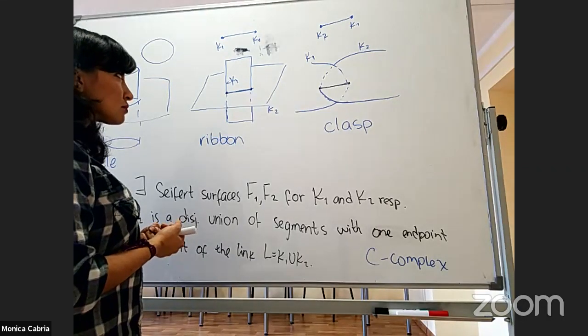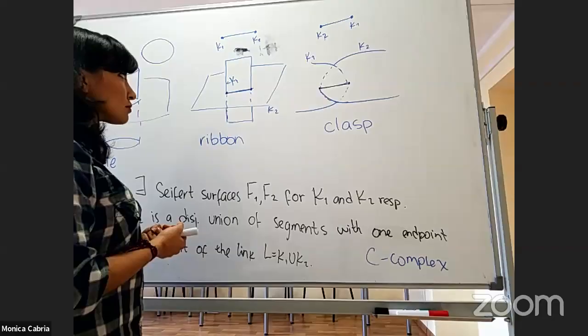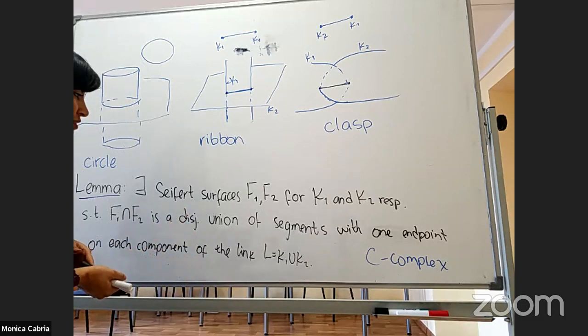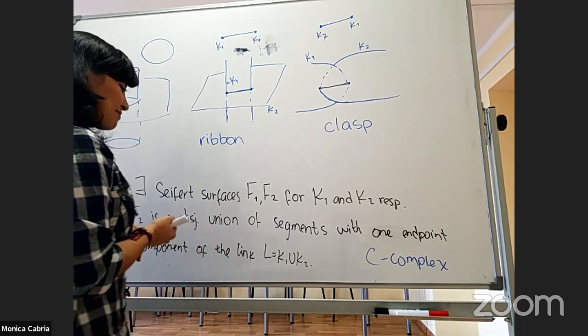Wait a moment. To make sure that everybody is following this, let me just try to repeat what is being said here. We have an arbitrary link in S3, a tame link or smooth or PL link. Then it is claimed that the components of this link have bounding surfaces, called Seifert surfaces, which have intersection of a specific form, namely they have just clasps, and they don't have other types of singularities. Whenever we have such a pair of Seifert surfaces for the two components of our link, this pair is called a C-complex. Yes, precisely that.